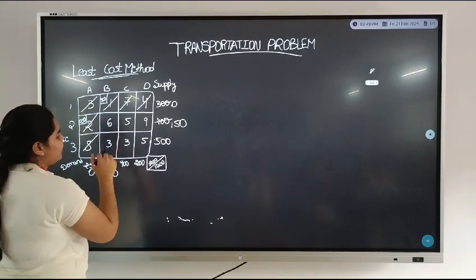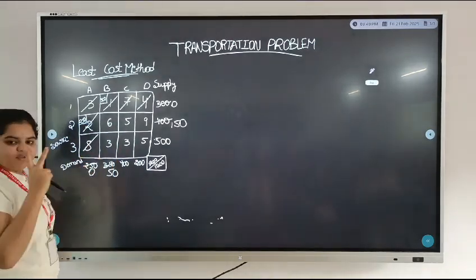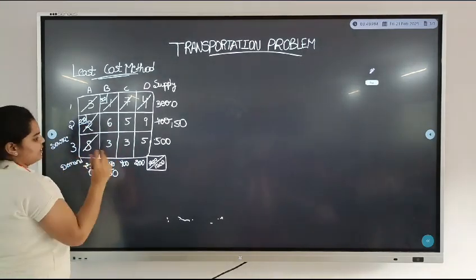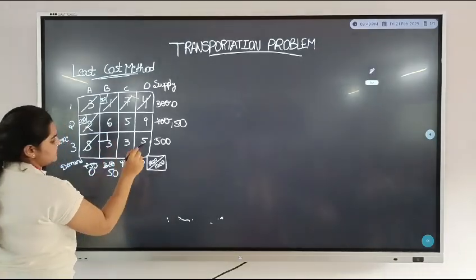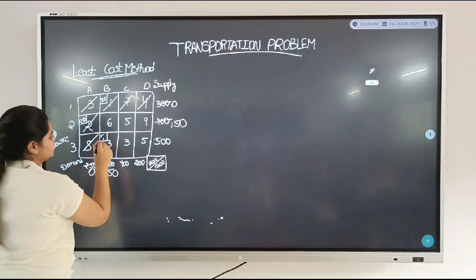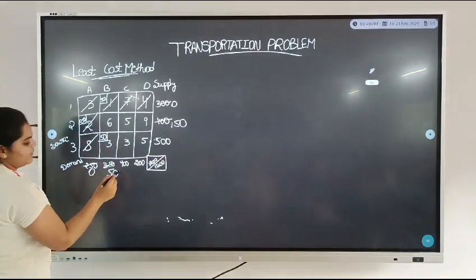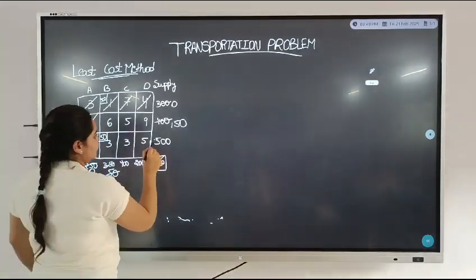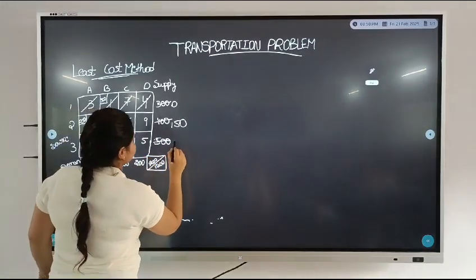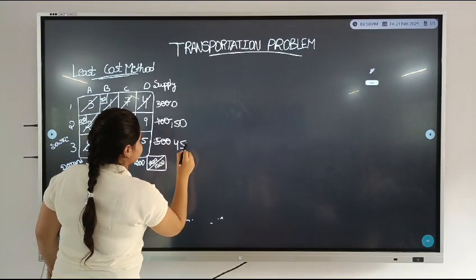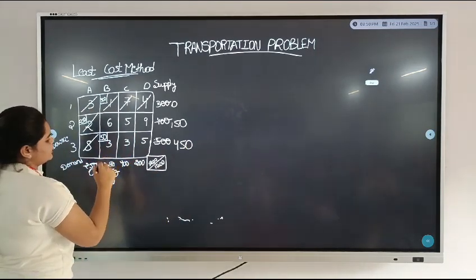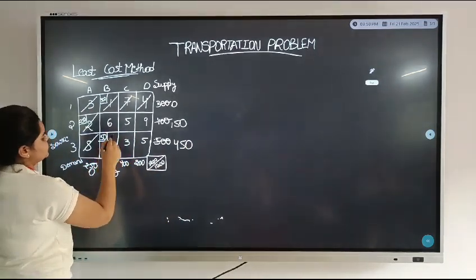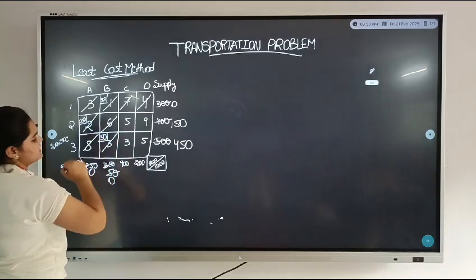Now here I have the least numbers. I have two least numbers. I will take anything. First I will take this one. In this the least number is 50. Now 50 minus 50 is 0. And here 450. Next, this is the 0 value, right? So this column will be cancelled.